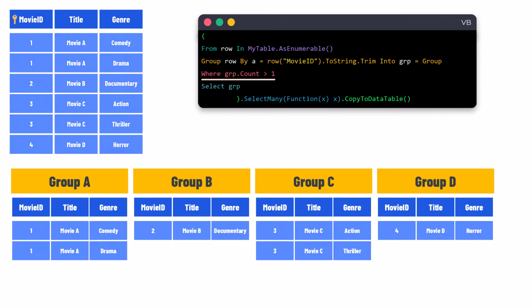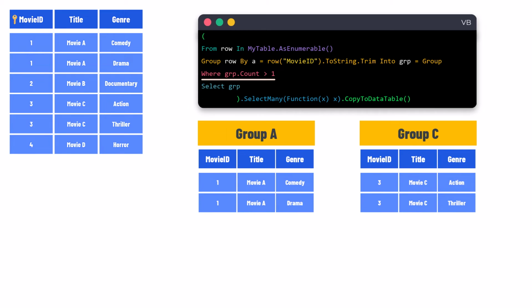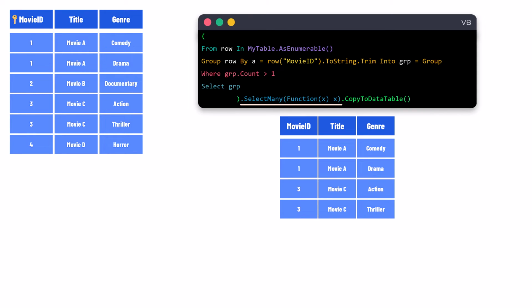Using the where clause, we filter these groups to retain only those containing more than one row. This step ensures that we have groups where each contains at least 2 similar rows, indicating duplicates. In other words, this condition is to get only the duplicate rows. We then use the Select method to choose these groups. The SelectMany method is applied to flatten these groups into a single collection. This step transforms our grouped rows into a single, continuous sequence.